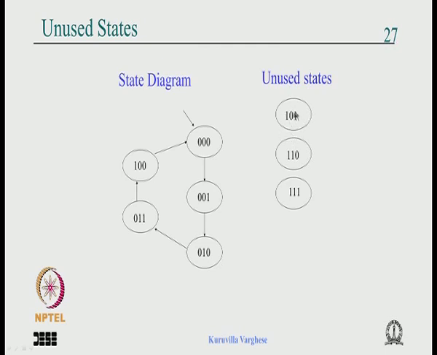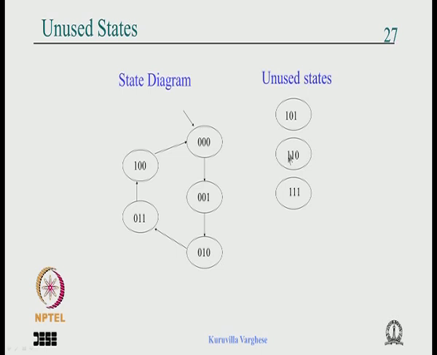So if nothing happens it is okay, but if something happens with the data path then it's dangerous, okay. Another possibility is that it may loop through some or all of the unused states, okay. Maybe after 101 it goes to 111, comes back to 101 and loops, or loops through this in whatever way. It cycles through some or all of the unused states.